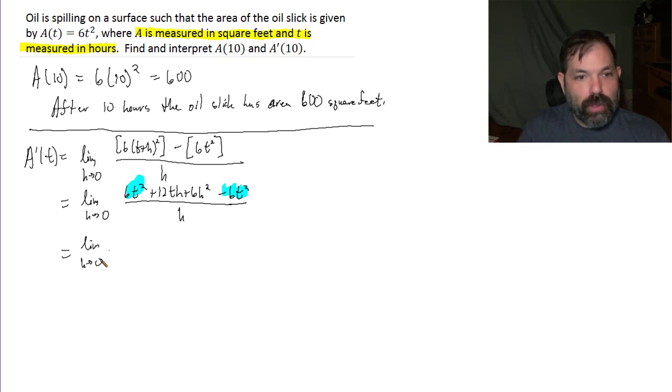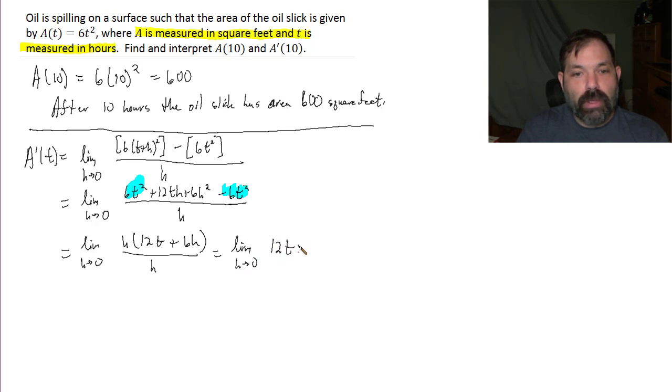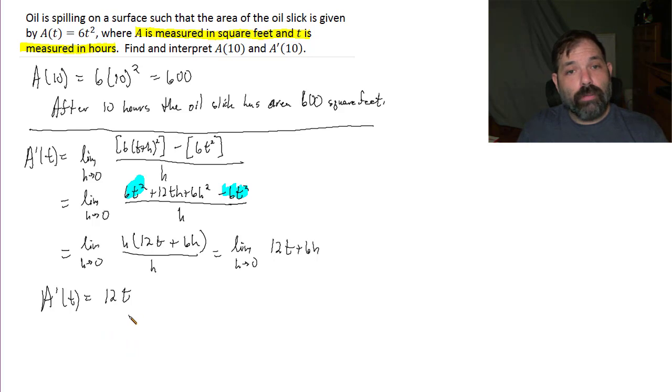This is the limit as h approaches 0 of h times (12t plus 6h) over h, which is the limit as h approaches 0, removing the factor of h, of 12t plus 6h. Now letting h approach 0, the second term goes to 0, and so then A prime of t is simply 12t. So what is that telling us? Well, if A prime of t is 12t, then A prime of 10 would be 12 times 10, which is 120.